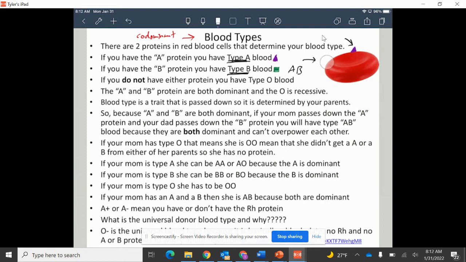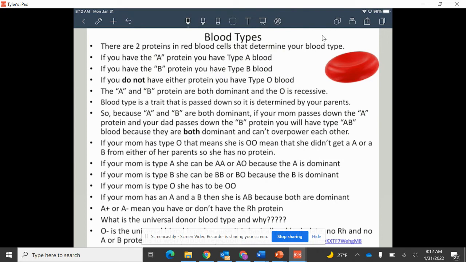But what if you don't have any? What if there are no proteins on your blood cells? Well, then you are considered type O, okay? Or type O, we say, all right? So you really have four possibilities. A protein, type A, B protein, type B, none of them, type O, or you have both of them, which is type AB, okay?